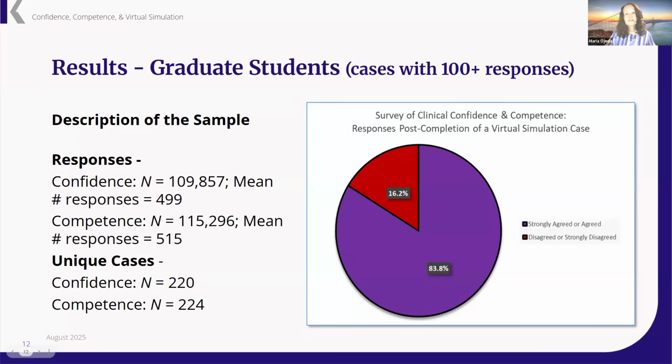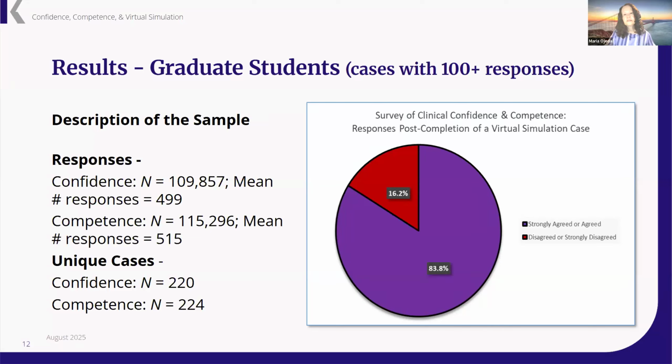So as you can see, this slide depicts the results for the graduate student data set. But before I go through the results, I wish to note that prior to the analysis, we excluded the cases with less than 100 responses. That's in order to mitigate the potential to introduce non-response bias into the data set.